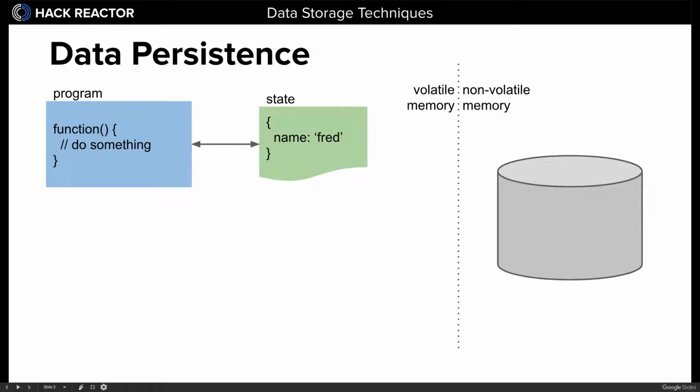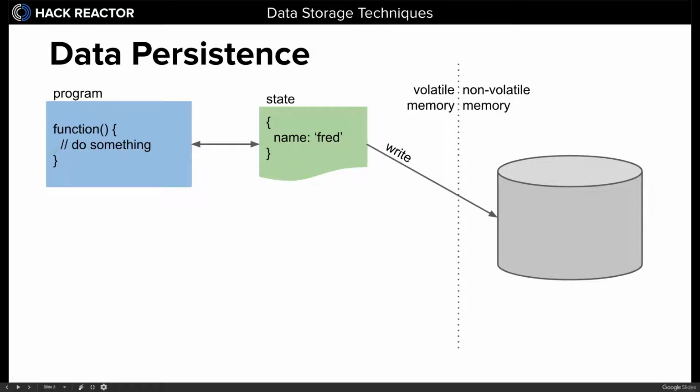Here we have our program with a function that's doing something, and then we have the state of the application. So in our RAM, we have a chunk of memory that says we have an object with a key that says name and then a string that says Fred. But if we were to shut down our program while this function was running or it had that state, then it wouldn't retain that information.